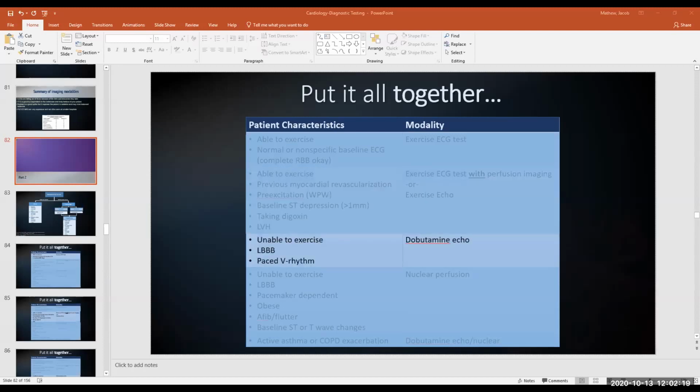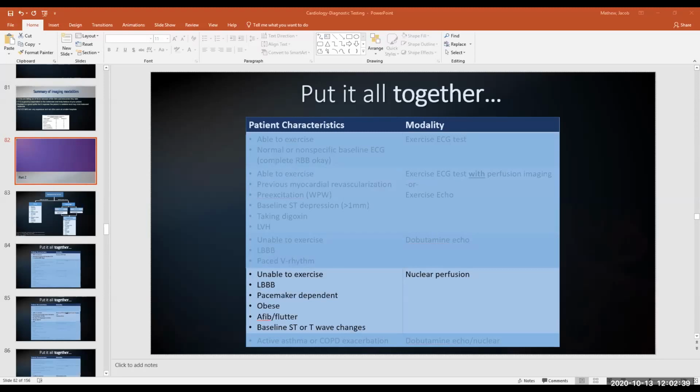But now if we can't exercise them, and they have a left bundle branch block or even a ventricular paced rhythm, then go ahead and go for the echo. And then you're going to do the nuclear, even if they have those above findings, but some of the things that might affect the sensitivity or the ability to truly read a good echo, meaning they're obese or they have an abnormal baseline heart rhythm, such as AFib or aflutter, those would be reasons to not do the echo, but instead do the perfusion testing. And then as we talked about on that right side of that flow chart, if they have a condition such as COPD or asthma that might get exacerbated by giving them that beta agonist, you want to try and avoid that by doing dobutamine.